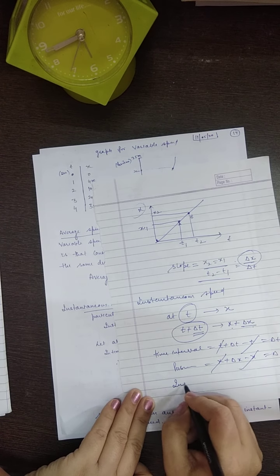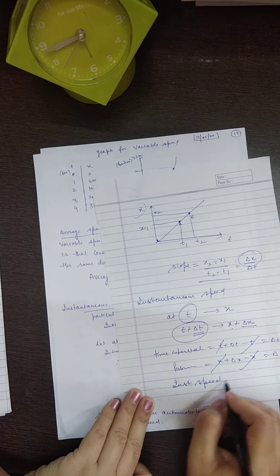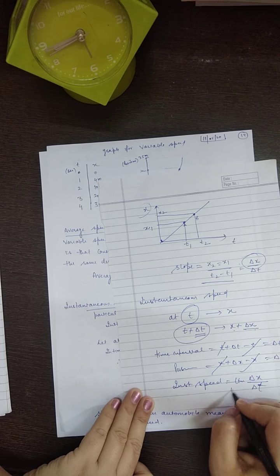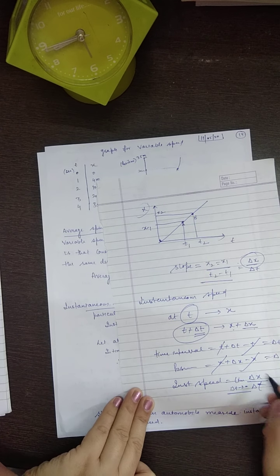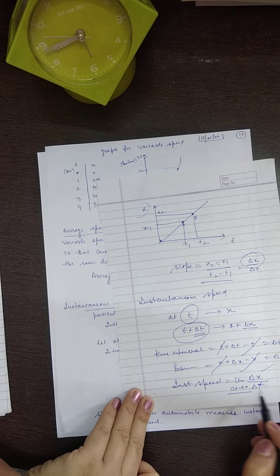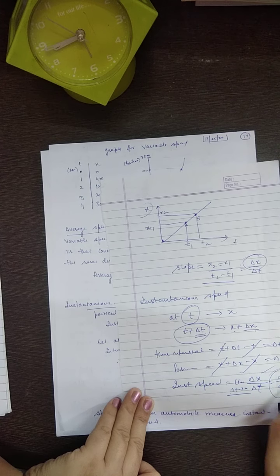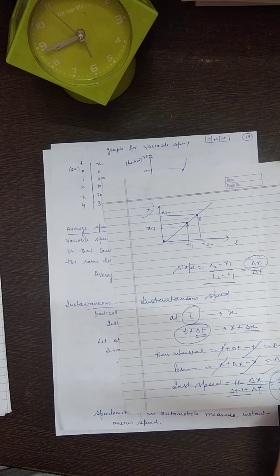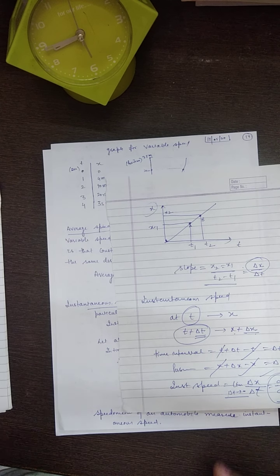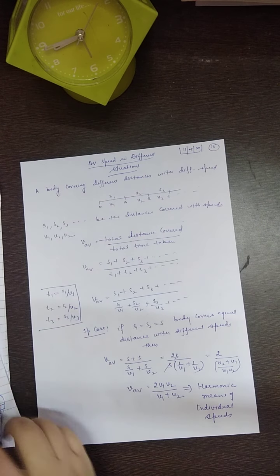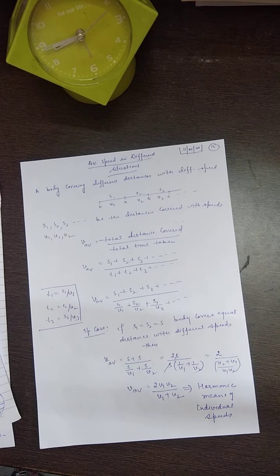So now what is the instantaneous speed? It is delta x upon delta t. If this time interval is very small, then we will put the limit. ये हमने derivative differentiation में क्या था? Limit delta t tending to 0. What does it become? dx upon dt. How does the position vary with time? This is the derivative of x with respect to time. Differentiation of x with respect to time. This is the instantaneous speed. Clear, students? Okay, in the next video I will tell you about the average speed in two different situations. Thank you.